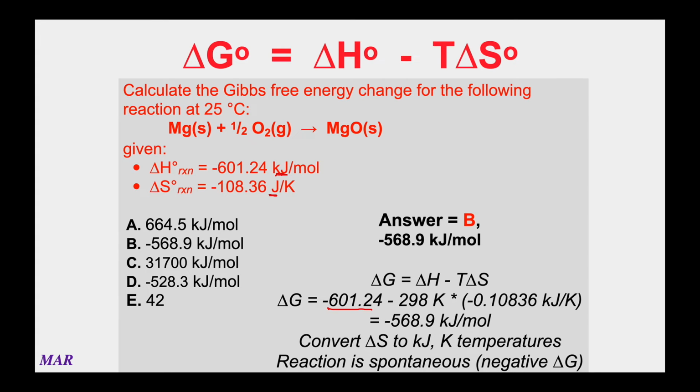But anyway, plug and chug: delta G equals delta H, and you can see I just used the value as is, minus T, so 25 Celsius is 298 Kelvin, and then the delta S value, which is negative, I turned into kilojoules. So I divided by 1,000. It became minus 0.10836. Anyway, the number came out to be negative 568.9. Negative delta Gs are spontaneous. So this reaction is going to occur at room temperature, which is pretty cool. The negative sign of delta G tells you the reaction's good to go. If this had been a positive delta G, we would have said it was non-spontaneous. Non-spontaneous reactions don't occur by themselves.